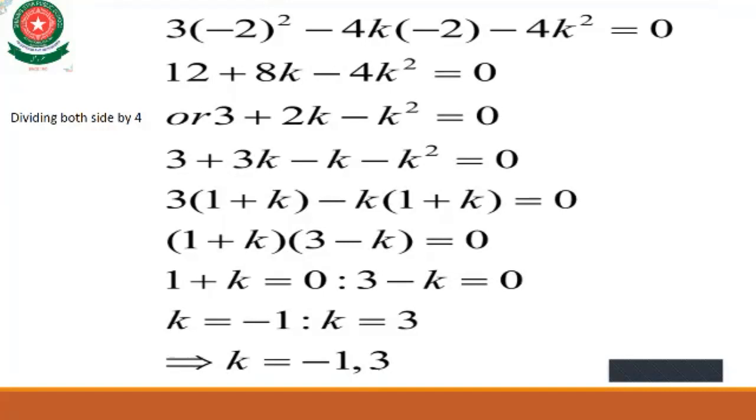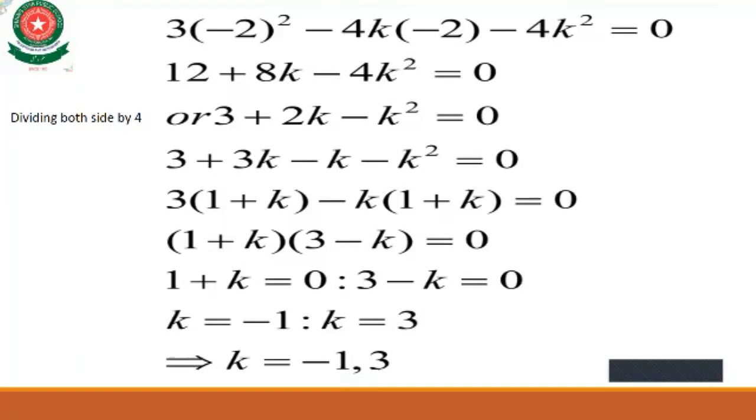Here you can see that 4 is common. By taking 4 common, or dividing both sides by 4: 4 3s are 12, 4 2s are 8, 4 1s are 4, and 0 by 4 is equal to 0. The remaining will be 3 plus 2k minus k square.